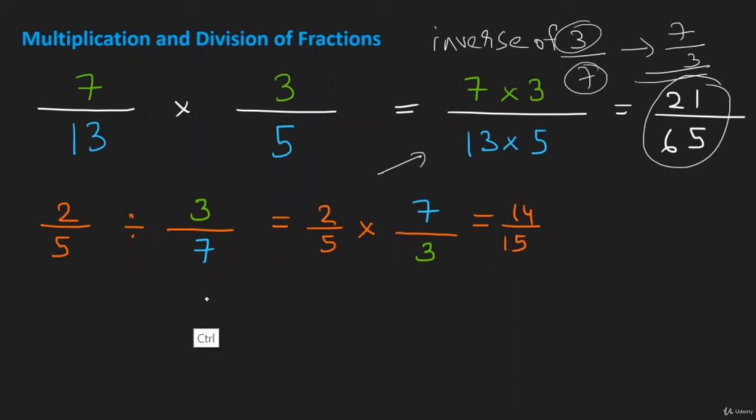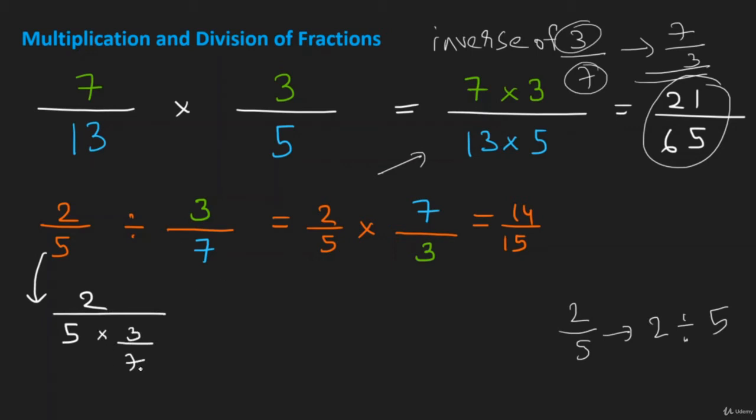Division can be thought of as putting something in the denominator, right? Remember, 2 by 5 is nothing but 2 divided by 5, right? So therefore, 2 by 5 divided by 3 by 7 would be 2 by 5, and you put 3 by 7 in the denominator, just like you put 5 over here when you have divided by 5.